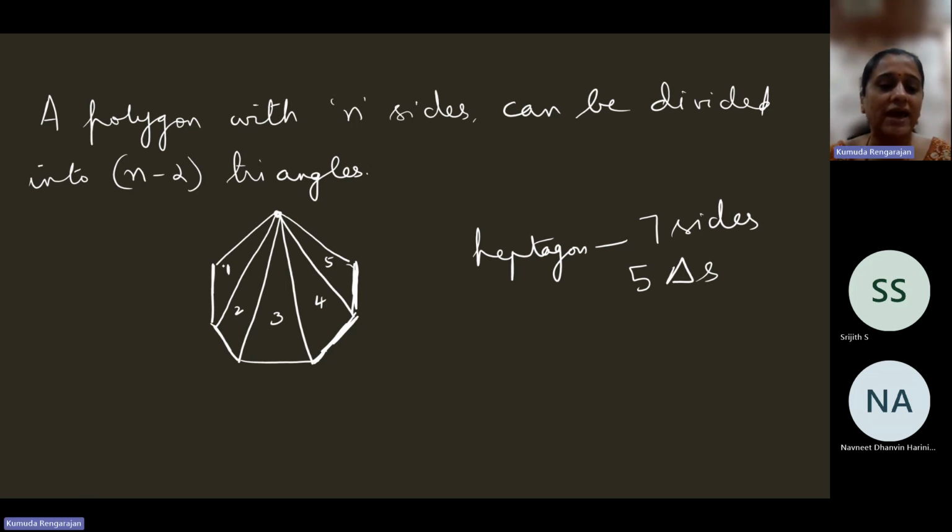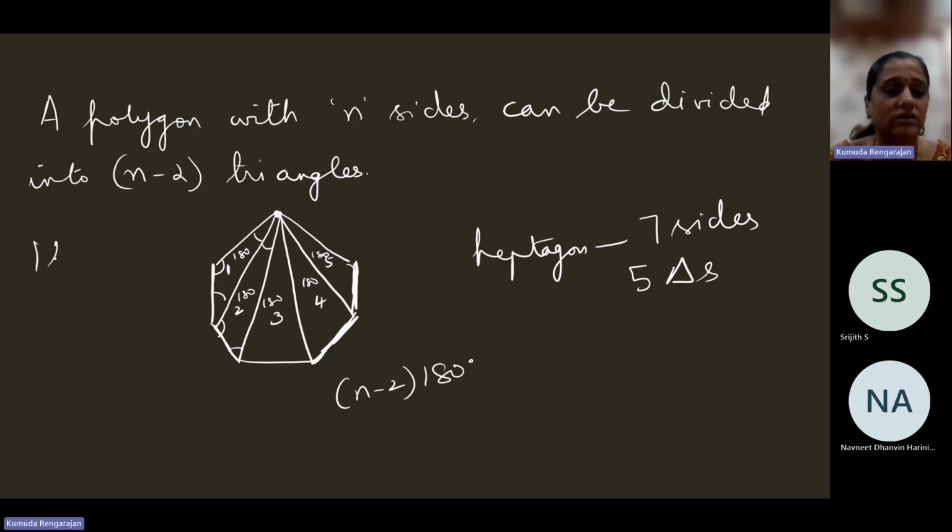So what is the sum of all the angles here? The sum of these angles here, 180. The sum of these angles, 180. So everywhere, 180. So the sum of all the interior angles of a heptagon is equal to, how many triangles are there? N minus 2 triangles. One triangle, 180 degrees. N minus 2 triangles, N minus 2 into 180.